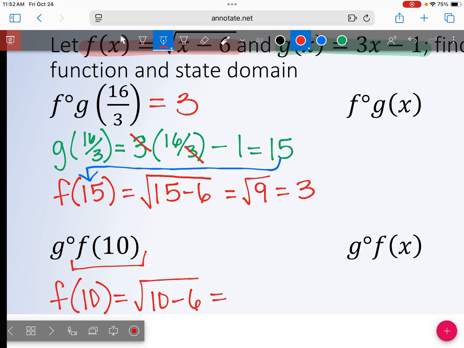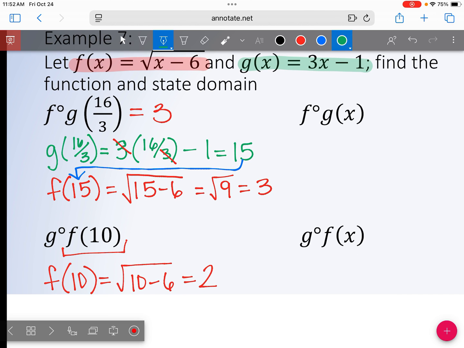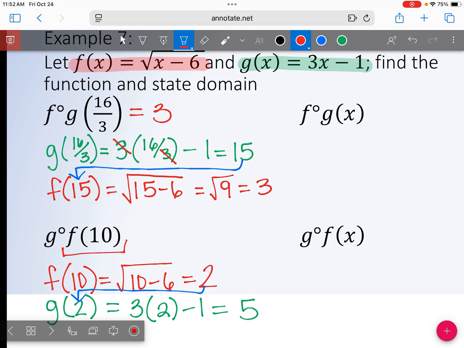So did we get 2? Who got 2? So I'm going to take that 2, plug it into g. g of 2 is going to be 3 times 2 minus 1. 6 minus 1 is 5. So this here, let me make sure we all understand, this is my final answer. The final answer is 5.